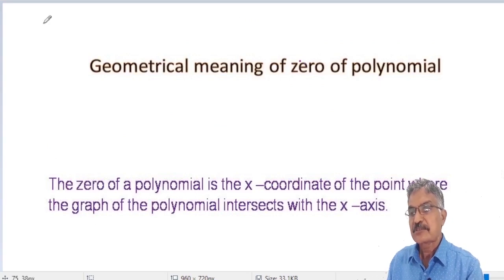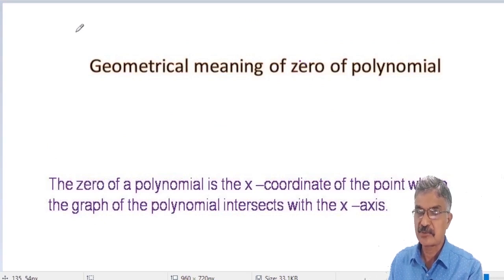The geometrical meaning of the zero of a polynomial is the x-coordinate of the point where the graph of the polynomial intersects with the x-axis. We have already studied that every point on a Cartesian plane is represented by an x-coordinate and a y-coordinate, an ordered pair. And the zero of the polynomial is the x-coordinate of the point where the graph intersects with the x-axis. We will look at some graphs of polynomials. Then we can easily understand that concept.